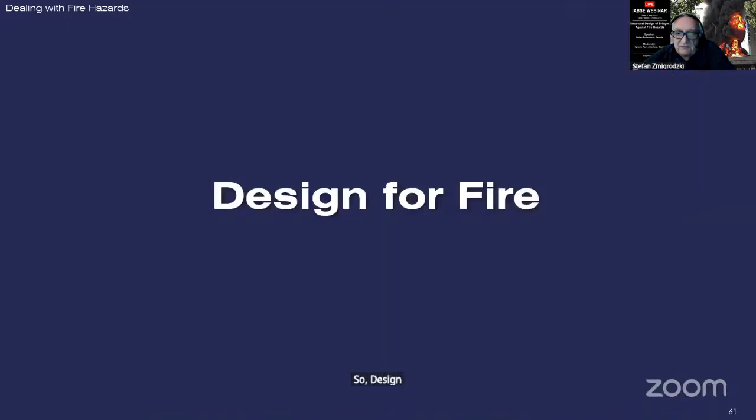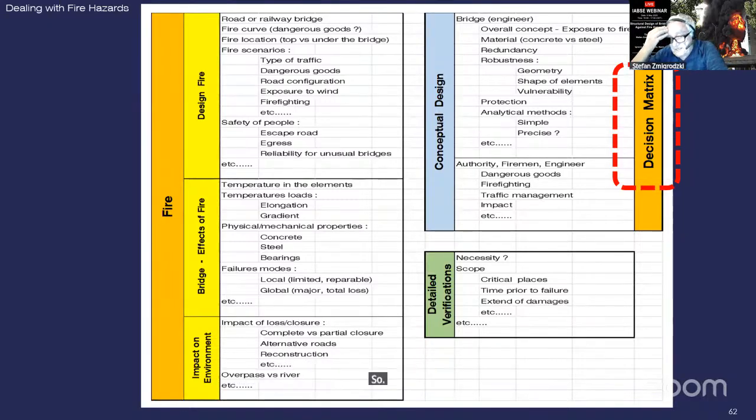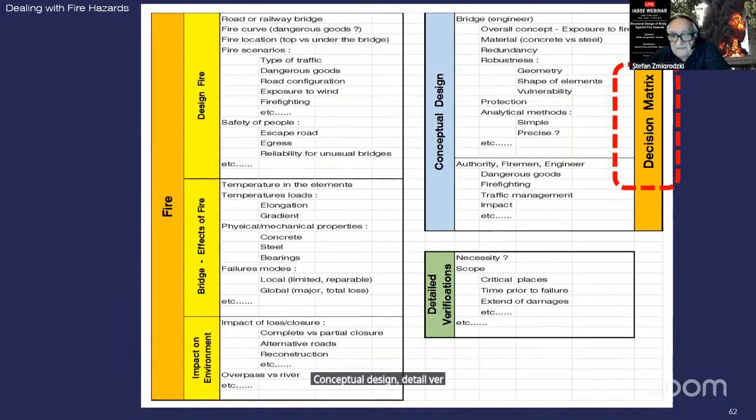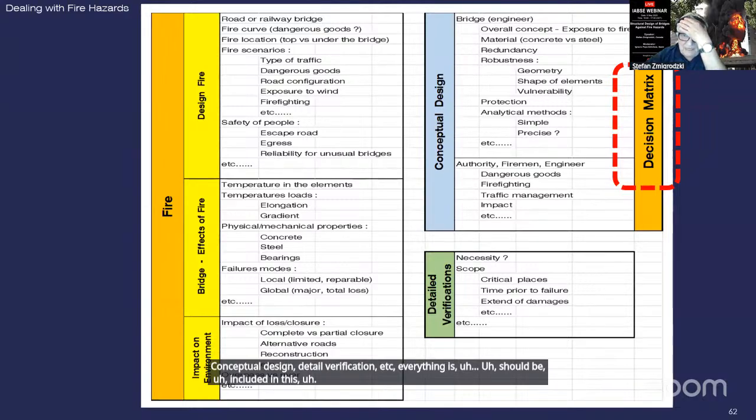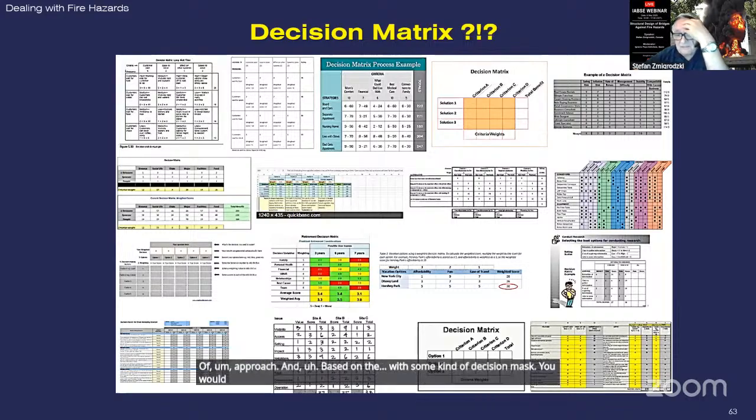So design for fire: when we approach the design, it's not very quantitative, as I said before. So we take care of various elements, and we put them in the table here, and we see design fire for bridge, effects of fire, impact, environment, conceptual design, detailed verification, etc. Everything should be included in this approach, based on some kind of decision matrix. You tell me that we refer to no numbers, but those numbers here will somehow guide us in the decision-making process: what kind of bridge, where to build, how to build, and what level of risk we can accept.